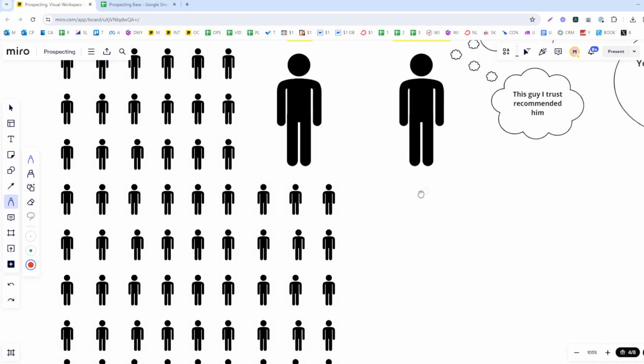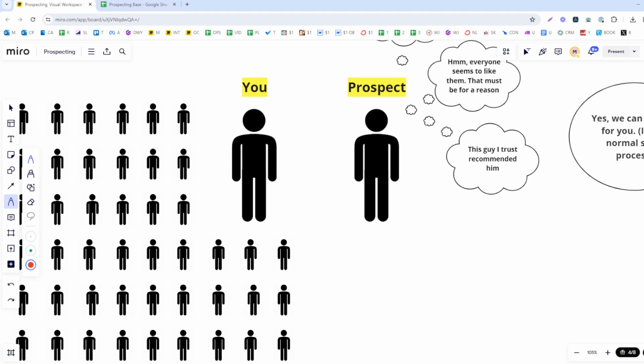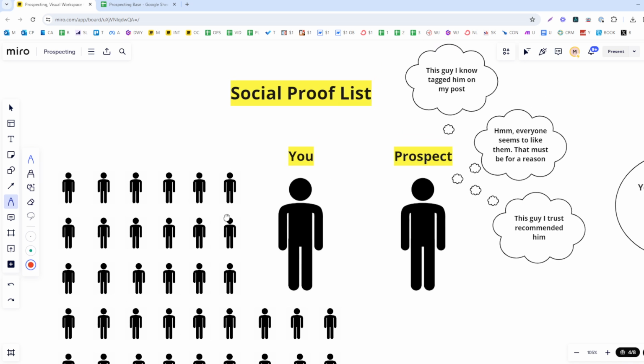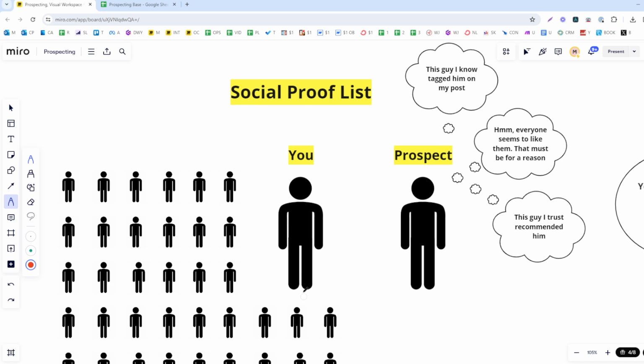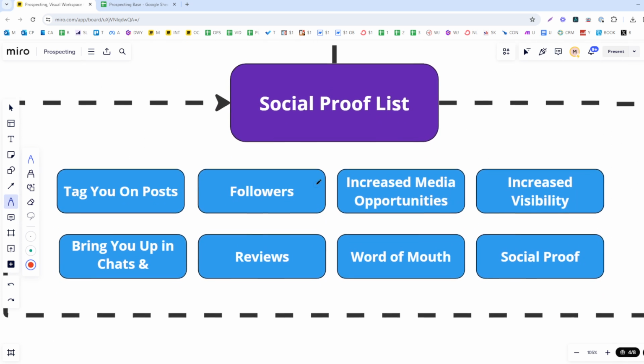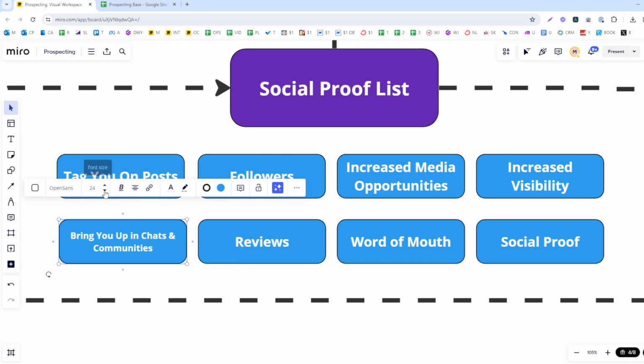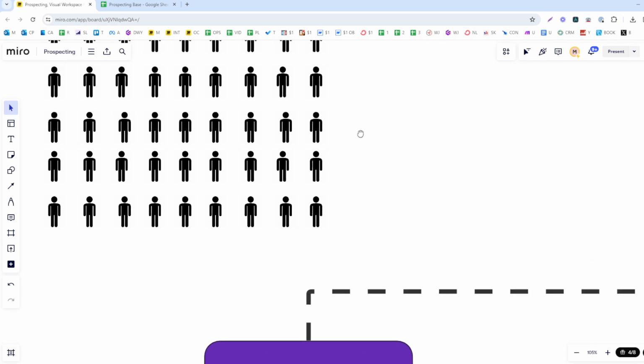Let's go over the three different lists that you need to know about, and these are different segments of the market. The first one is your social proof list. These are a bunch of people who know who you are and might vouch for you, but probably are not ever going to buy from you or be your customer. That's fine, because these are the people who are going to tag you on posts, be your followers, bring you up in chats and communities that they're in, and give you reviews. All of this is going to lead to increased visibility, media opportunities, search engine results, all of that kind of stuff.